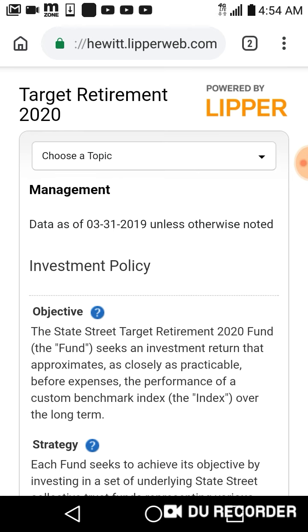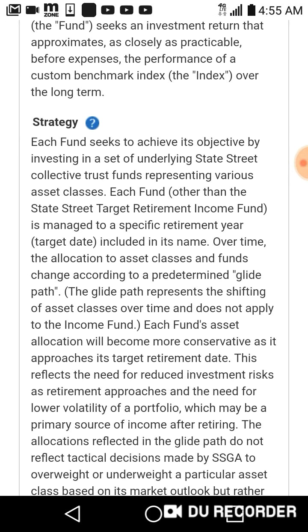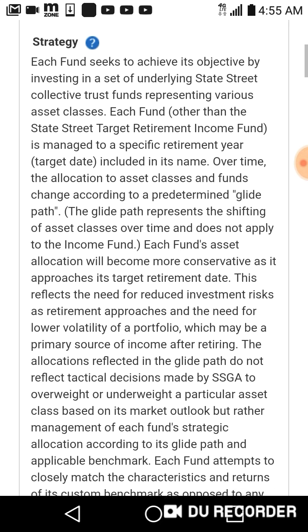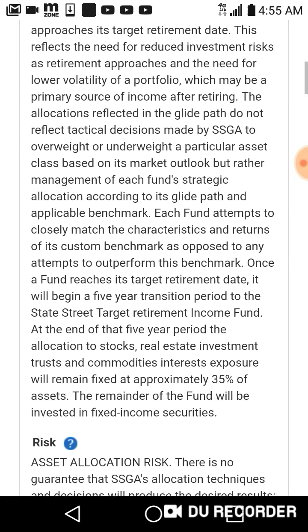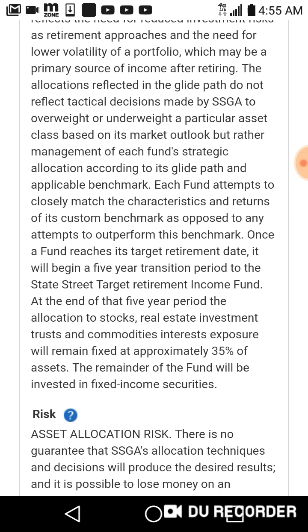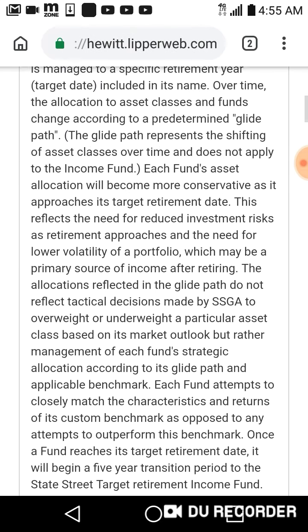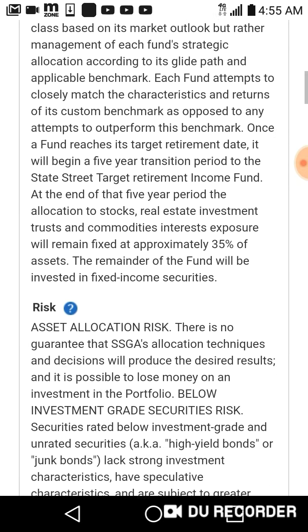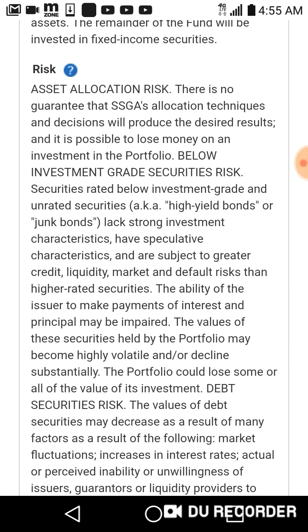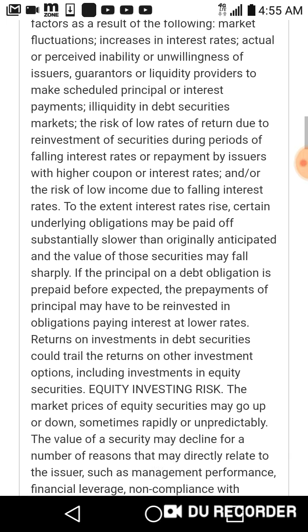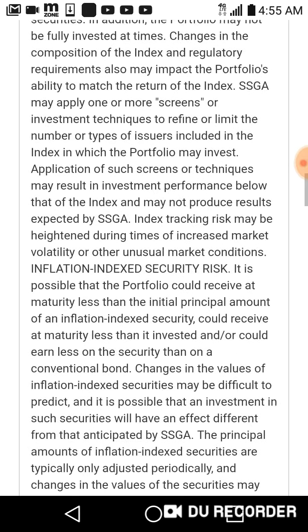Management. You look at the management, you want to always look at what the objective of the fund is. So the SSGA, which is State Street, the State Street Target Retirement 2020 Fund, seeks an investment return that approximates as closely as possible before expenses the performance of the custom benchmark, the index, over the long term. Okay, then it tells you the fund strategy. You can read that. The fund strategy is very important. So I won't go over that, but take your time and read that. It tells you exactly what the fund is designed to do. It also tells you about what the risk is. Read over that so you become more familiar with that. But this is where you find it.